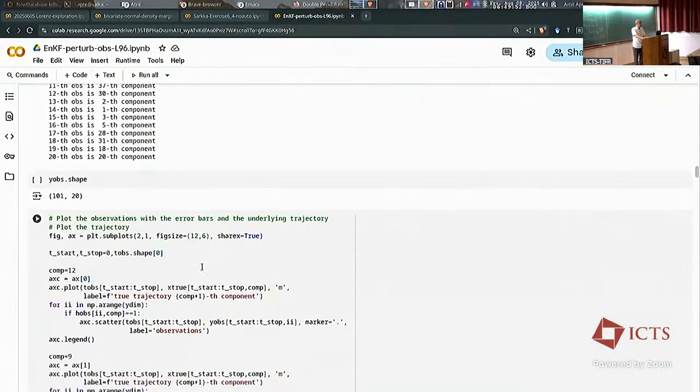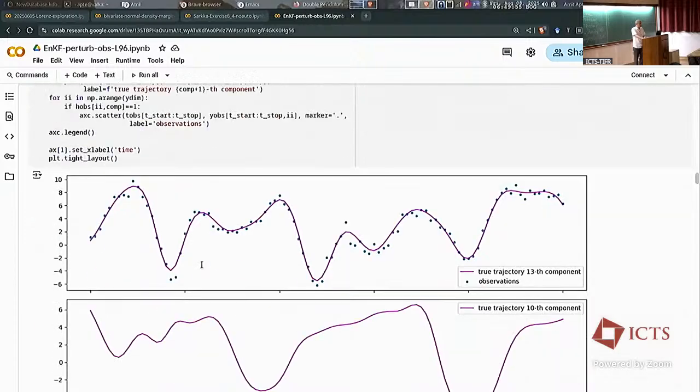And I guess I can plot the observations and see what it looks like. So this is what the observations look like. Magenta is the actual trajectory, and the blue dots are the actual observations that you get after adding the error into the trajectory. Right? So this is the data. This is the information that we are given, and we want to get estimates of the full trajectory out of these observations using the ensemble Kalman filter.